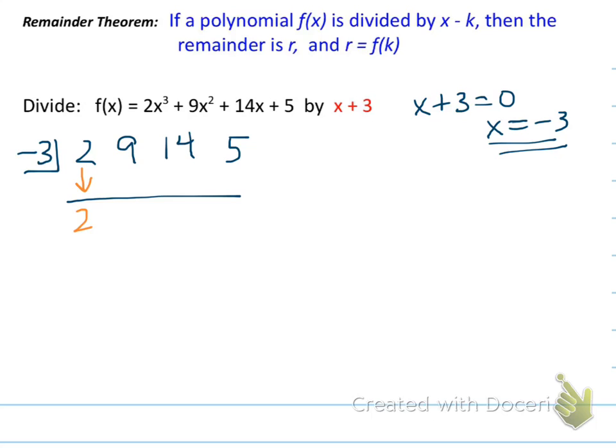We're going to bring the 2 down. We're going to multiply negative 3 times 2 and get negative 6. Adding, we're going to get 3. And then we're going to repeat this process. So negative 3 times 3 is negative 9. Adding, we get 5. When we multiply, negative 15. And then we're going to get negative 10.